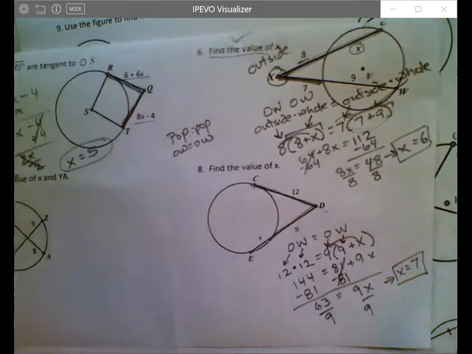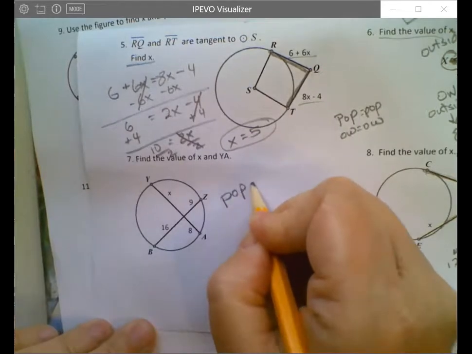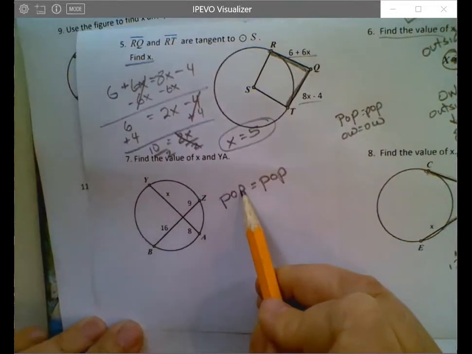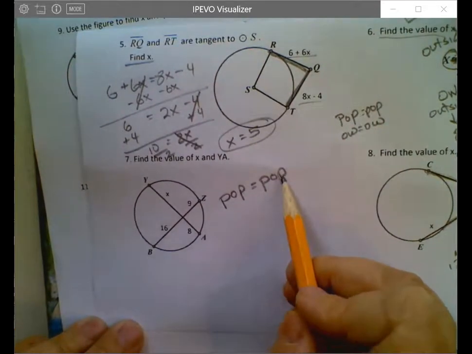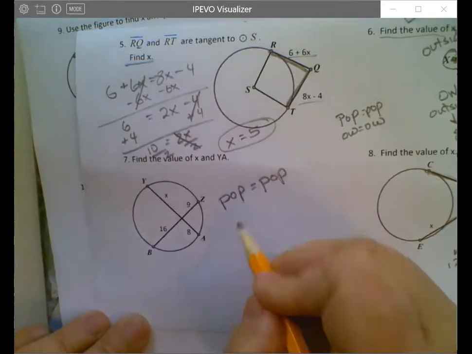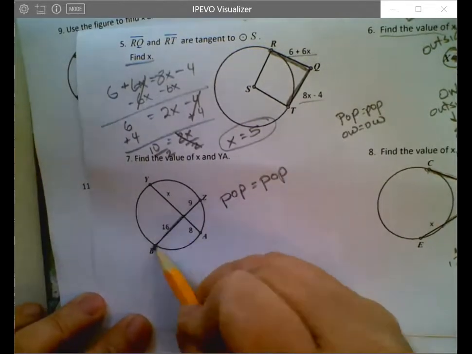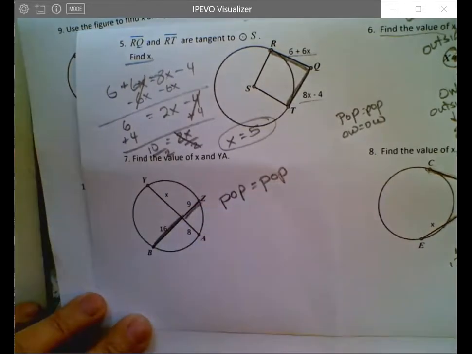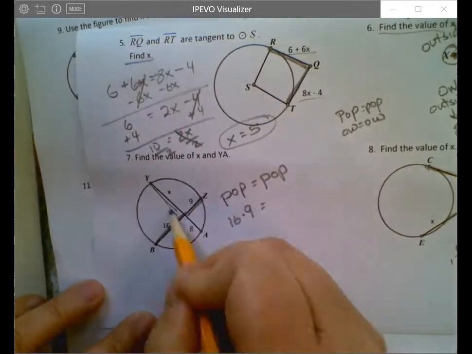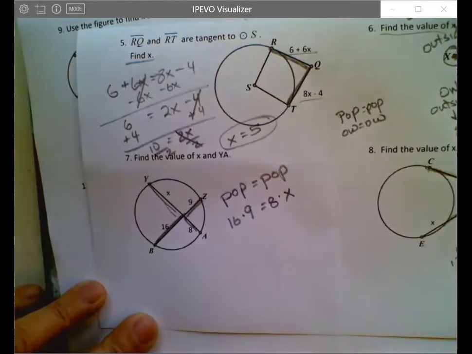So what do you do if it's inside the circle? Well, that's where pop, pop comes in. Technically, it stands for product of parts equals product of parts. So this O stands for the word of, but you can also think of it as part times part equals part times part, whichever way works for you. So basically the two parts of each chord get multiplied together. So 16 times 9. And then the other chord, we have x times 8. This one usually gives us easier equations.